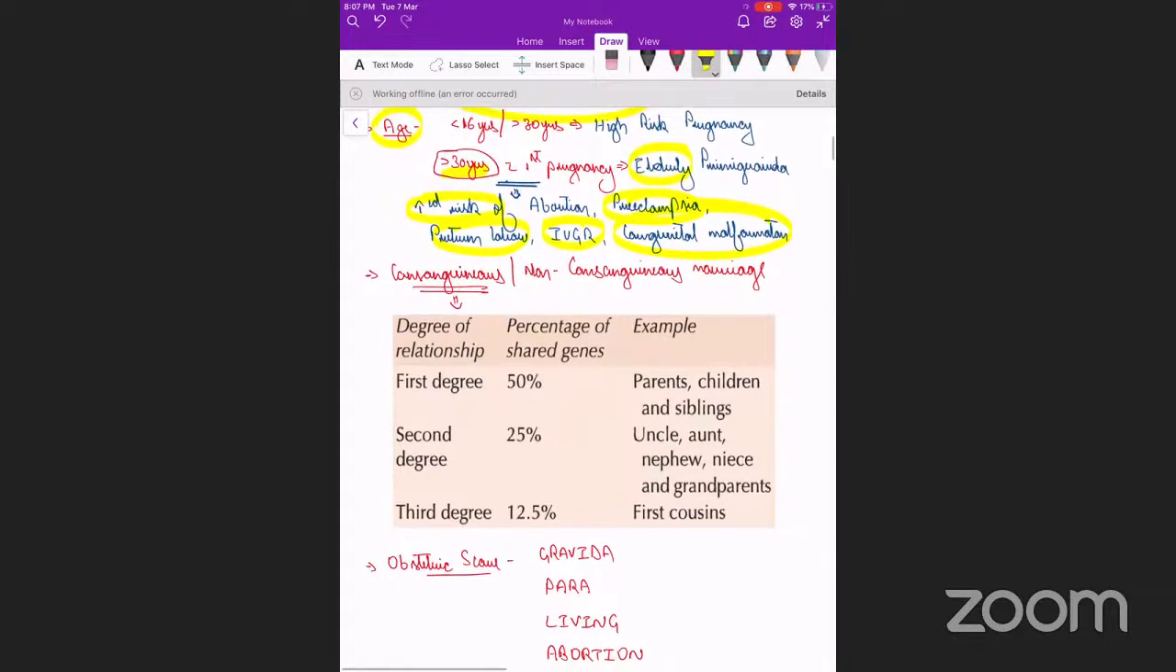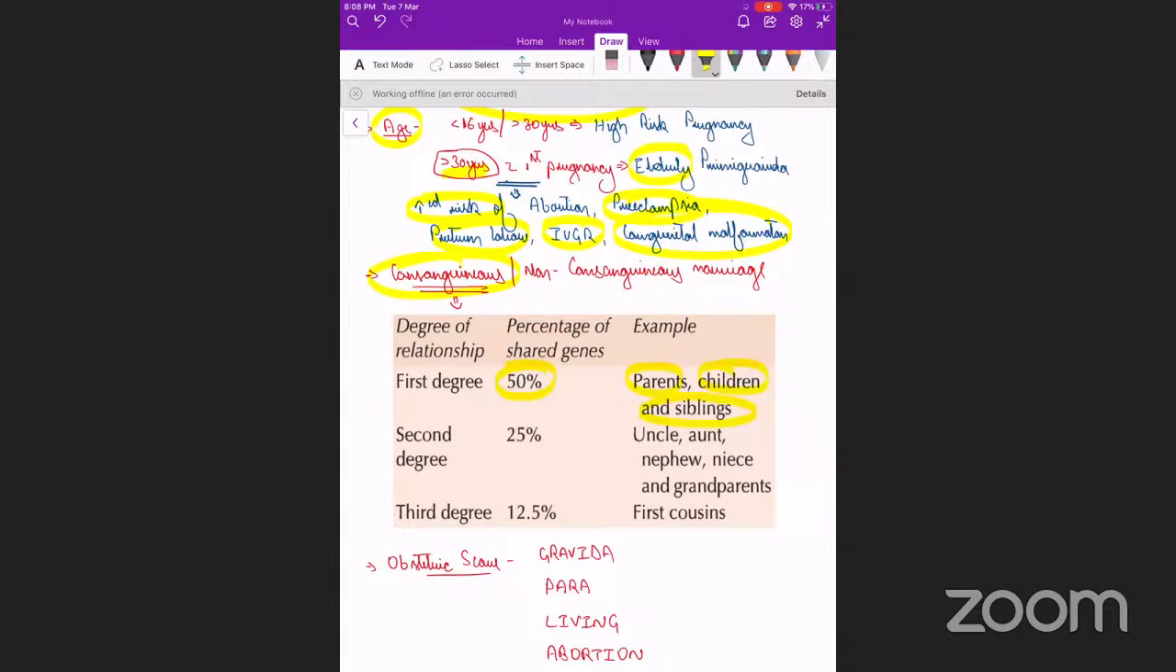Fine. Next, we will see consanguinity, whether the baby is born to a non-consanguineously married couple or a consanguineously married couple. Here, the most common question that will be asked is what is first degree, what is second degree, and what is third degree relative. First degree is when they share 50% of the genes. This will happen when they are either parents, children, or siblings.